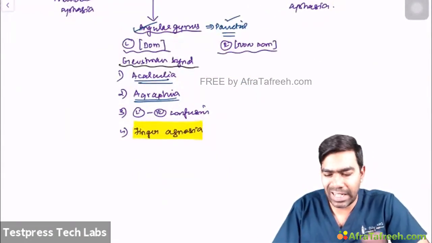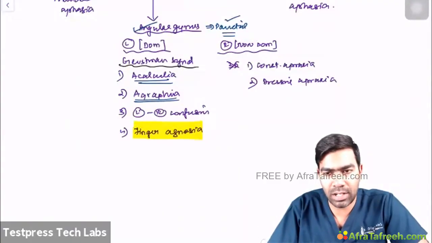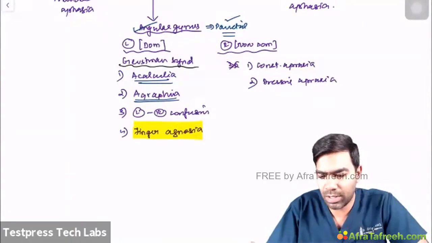Typically, you will lose the 3D abilities, so the three-dimensional functions will be lost. The creative skills, that's the most important thing. So you will end up with something called a constructional apraxia, characteristically. And it can also result in something called a dressing apraxia, which I told you already. So these will be the effects of non-dominant parietal lobe involvement, especially angular gyrus involvement.